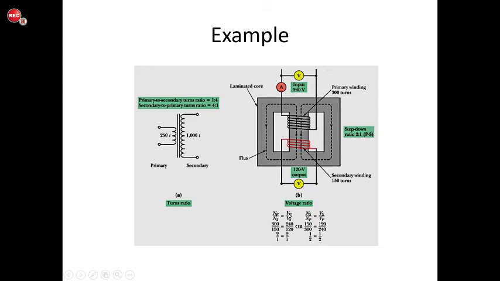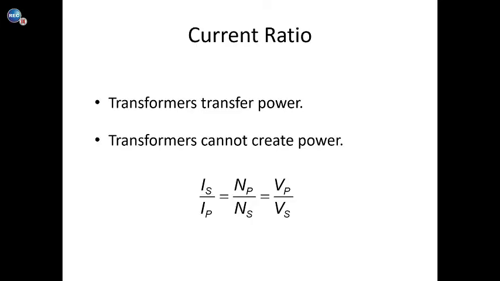So the turns ratio is equal to the voltage ratio. 300 over 150 reduces to 2 over 1, just as 240 over 120, which is the voltages, also reduces to 2 over 1. We could take the reciprocals of these, have secondary to primary rather than primary to secondary, but either way they will still give us equal ratios. The current ratio for a transformer, however, is the reciprocal of the turns ratio.